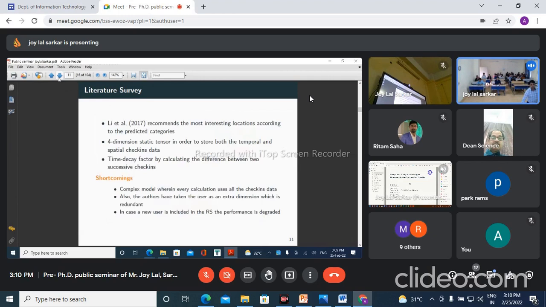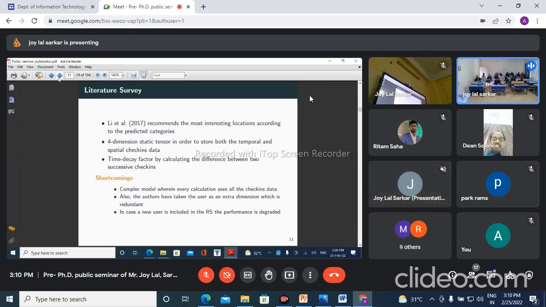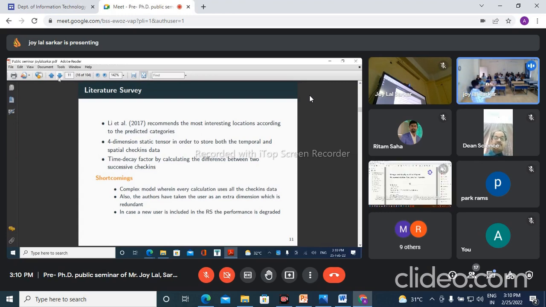After that, this is some of the literature survey I have mentioned here. That is the et al. work, which recommends the most interesting location according to the predicted categories. What are the categories here? I have not mentioned them, but suppose Ujjain Valleys comes under the temple category. If you want to visit, say, a food plaza or Domino's, that comes under the food category, or you can say restaurant category. Like that, we can categorize our points of interest.